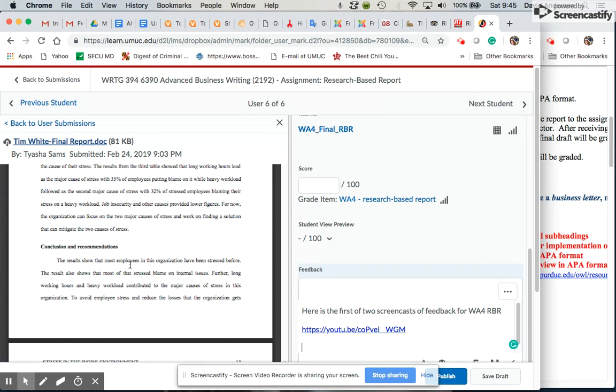The purpose of a research-based report is to identify a problem, research other company or other situations that share information about that problem, how it's been mitigated, conduct your own research, your primary research on how that same problem impacts your industry or your business, and then come up with recommendations on how to mitigate it. So you're taking all that body of work, research that you've done, and coming up with a step-by-step solution.